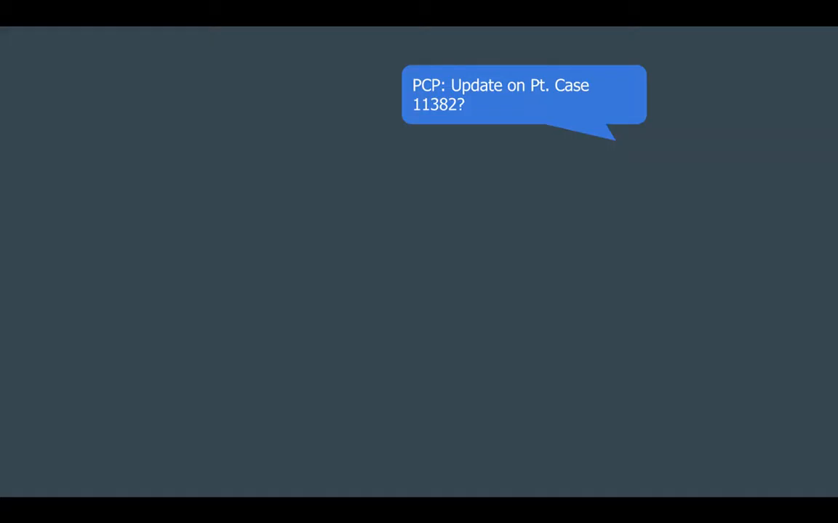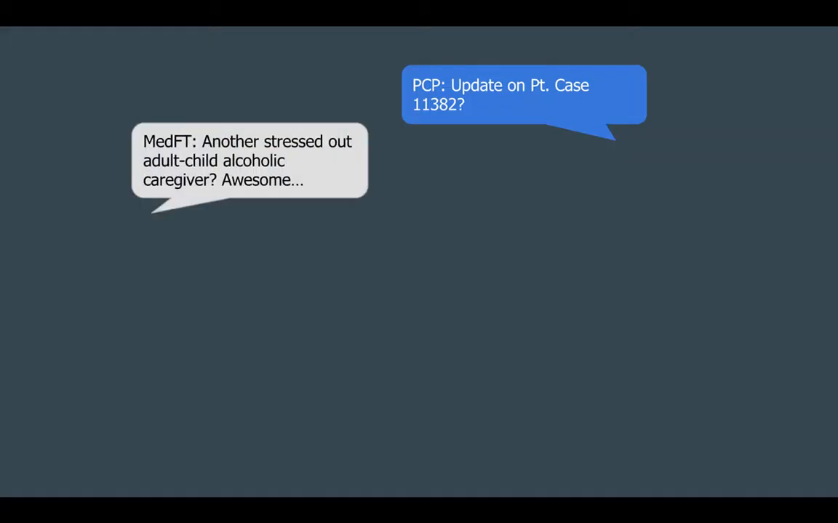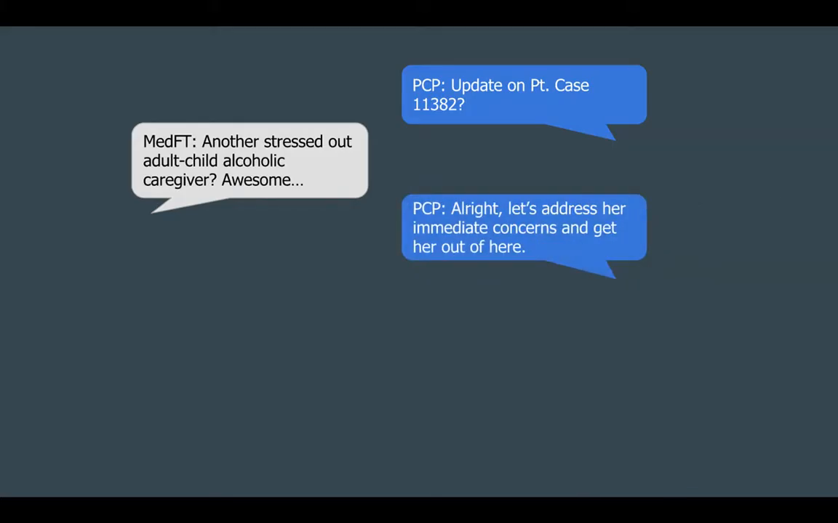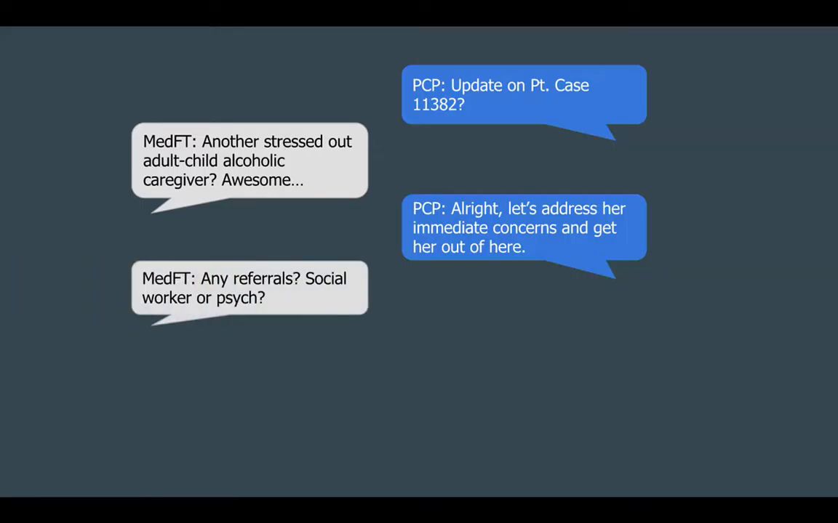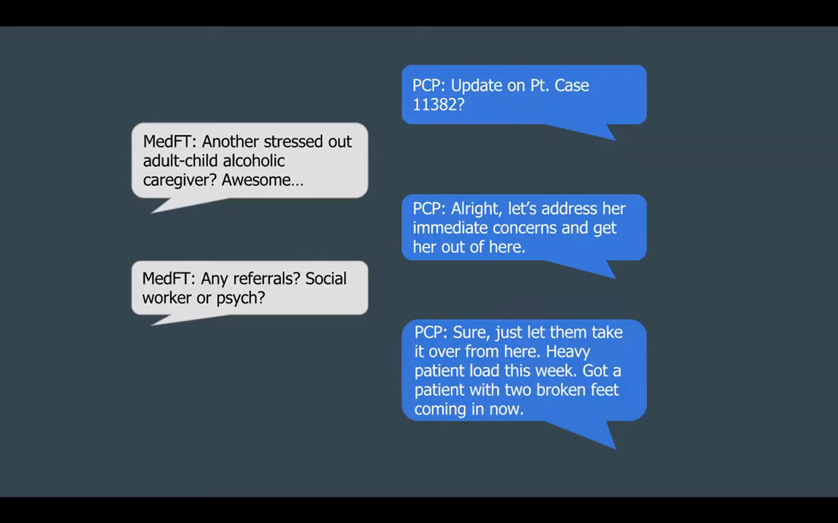Update on patient case 11382. Another stressed out adult child, alcoholic caregiver. Awesome. All right, let's address her immediate concerns and get her out of here. Any referrals, social worker or psych? Sure, let's just take it over from here. Let them take it over from here. Have your patient load this week. Got a patient with 2 broken feet coming in now.